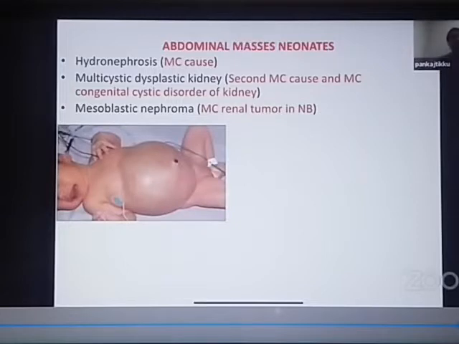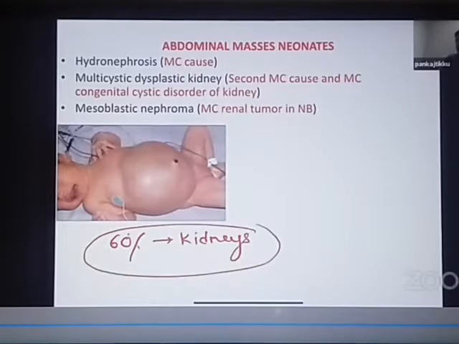So you need to understand that whenever there is a mass that is felt in the abdomen of a neonate, almost 60% of these masses are likely to be masses arising from the kidneys. So almost 60% of the masses that can be felt in the abdomen are actually arising from the kidneys. So renal masses are known to form almost 60% of abdominal masses.